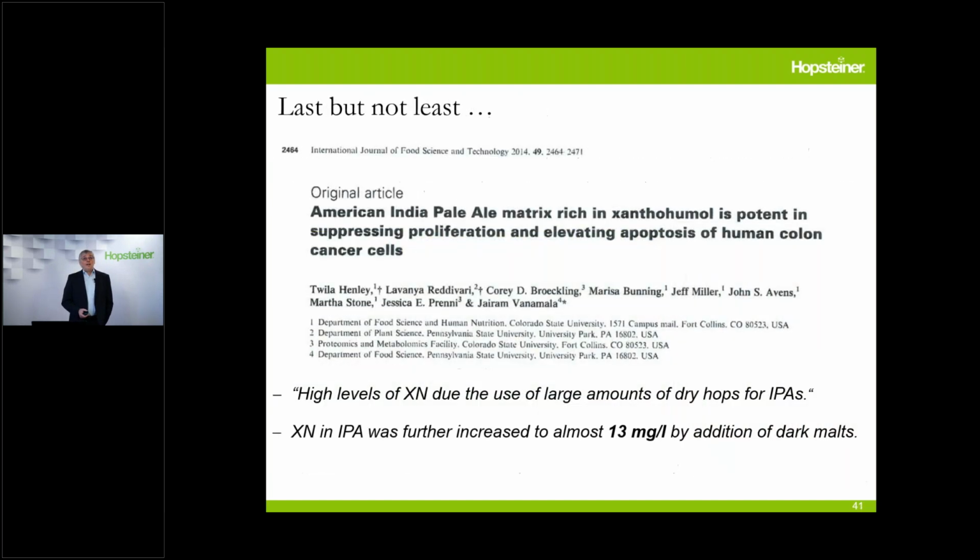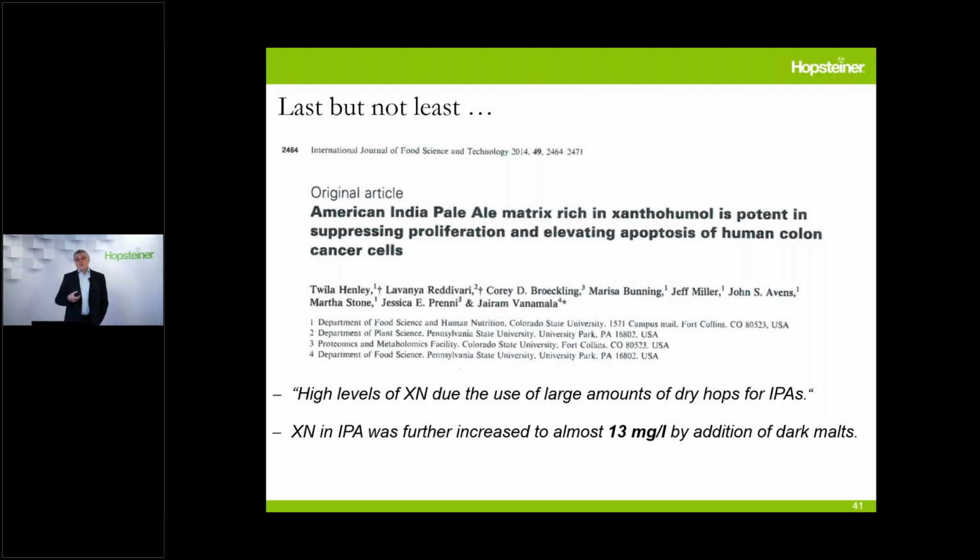And my last slide is another aspect, but I think it's worth mentioning. In 2014, a group in the USA published a paper, and the title is "American India Pale Ale Matrix: Rich Xanthohumol is Potent in Suppressing Proliferation and Elevating Apoptosis of Human colon cancer cells." So there is some anti-cancer activity, and they also found out that high levels of xanthohumol are due to the usage of large amounts of hops for dry hopping in IPAs.